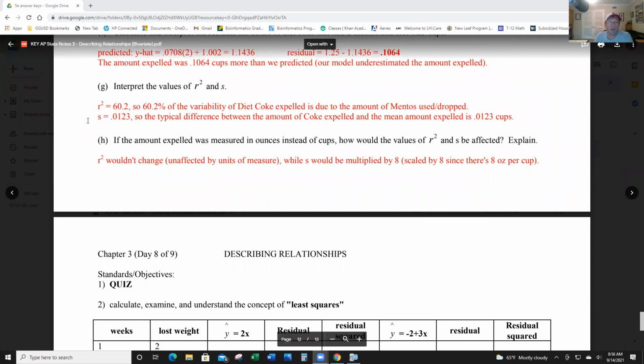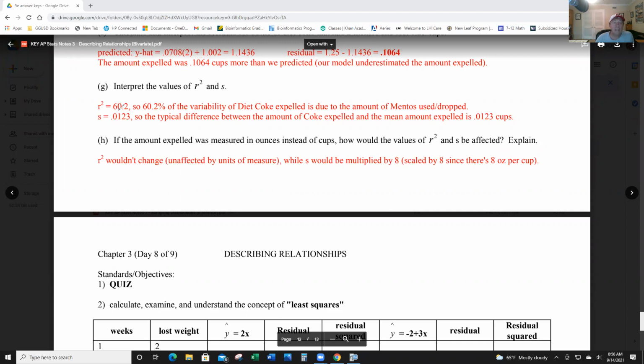R squared is 60.2%. This is a sentence frame, which is in the early days of this chapter. 60.2% of the variability of Diet Coke expelled is due to the amount of Mentos used or dropped.